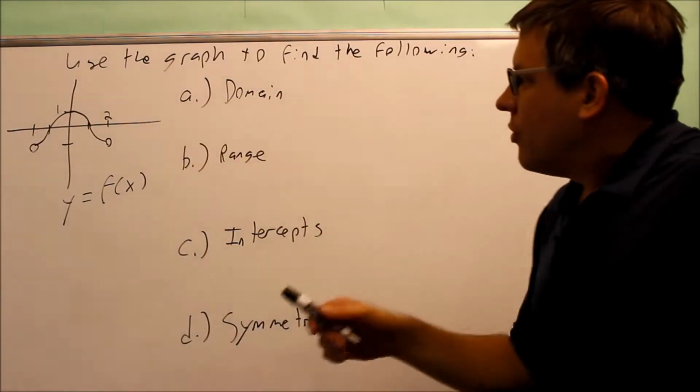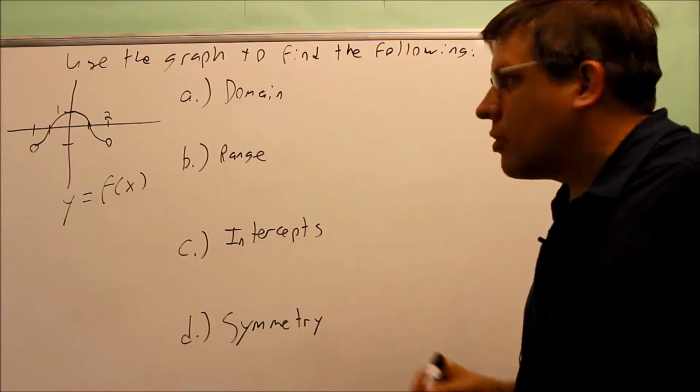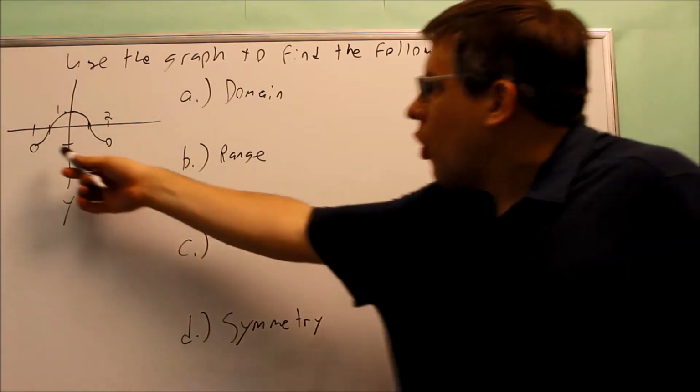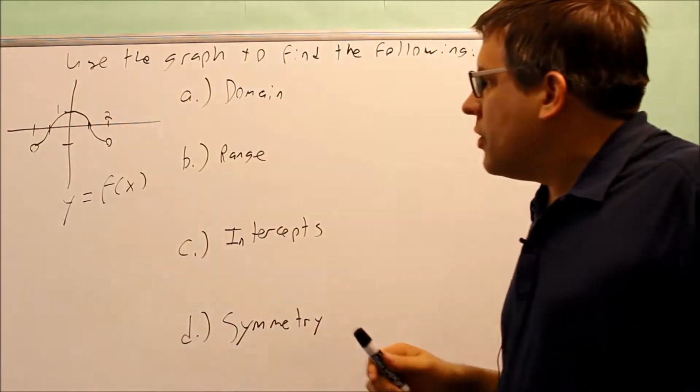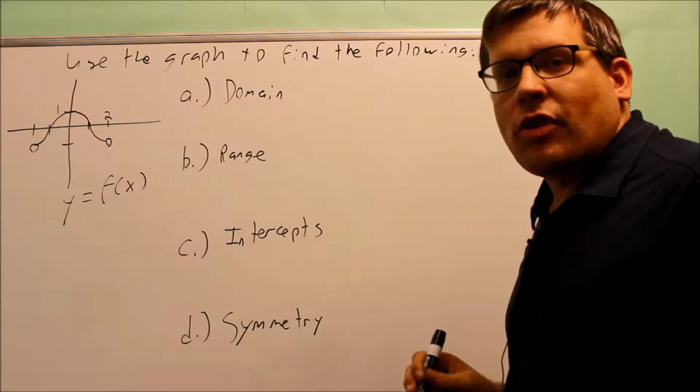Okay, we're given this graph. This is the graph of y equals f of x, and we want to use this to answer the following questions. These are open circles on each end, which means these endpoints are not included. The first question asks us to find domain.